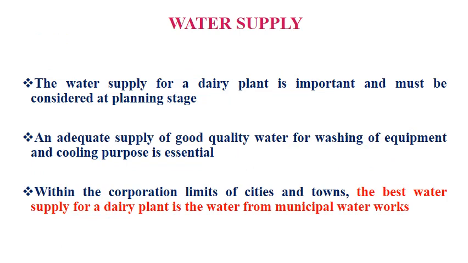So water supply, as I mentioned, is very important. The water supply for a dairy plant must be considered at the planning stage. An adequate supply of good quality water for washing of equipment and cooling purposes is essential. Within the corporation limits of cities and towns, the best water supply for a dairy plant is the water from municipal water works. So these are important things to be understood for the utility services and facilities for a dairy plant.